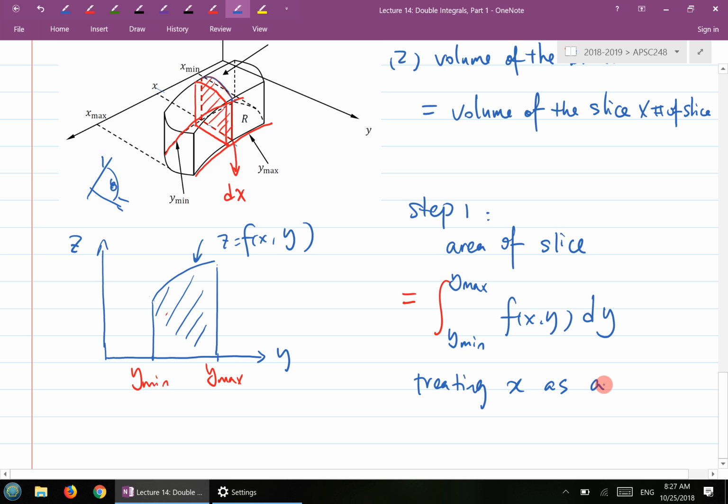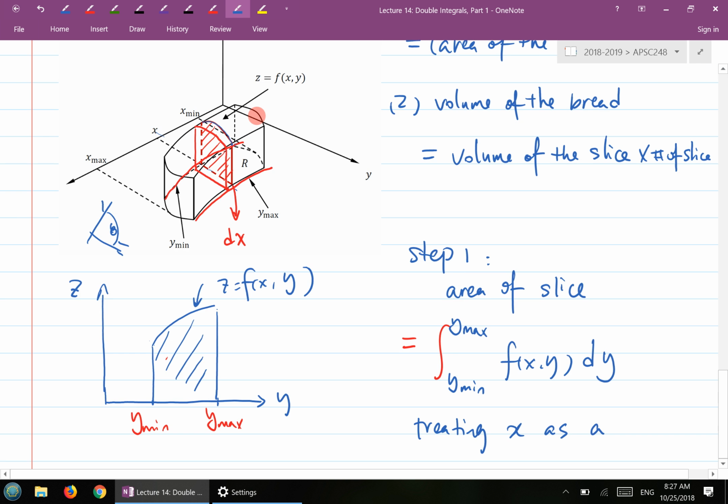Treat the x as what? Constant, right? So this is how you did the cut here. You did the cut with a vertical plane that is parallel to the zy plane at here. So that guarantees that all the x values are constant. And I don't care where you do the cut, but at that location, all the x values are constant here. So you're going to treat this as a constant.